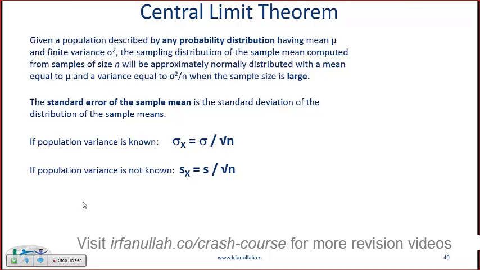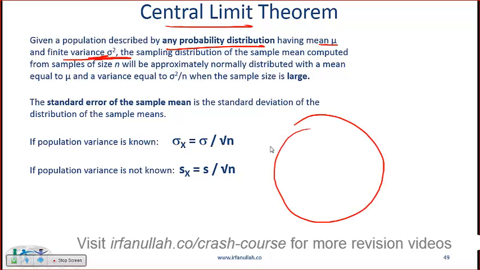Okay, some of you asked me about the central limit theorem, and this is very testable. I'll read this and give you a brief explanation, but then it is critical for you to practice lots of problems. Given a population described by any probability distribution having a mean mu and finite variance, the sampling distribution of the sample mean. So what does this mean?